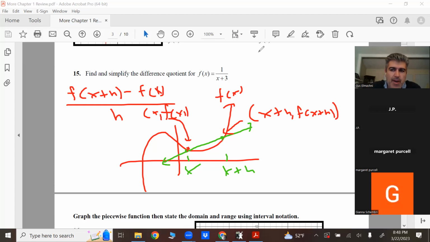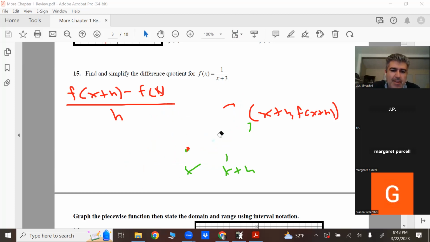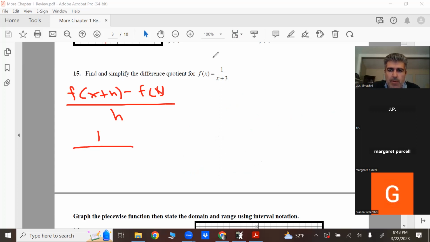So it's not really rocket science. It's something you've always done. It's just cosmetically a little different, I'd say. But where you'll be earning your points will be how you simplify it. So first of all, let's just replace x with x plus h. So instead of 1 over x plus 3, you have 1 over x plus h plus 3, right?